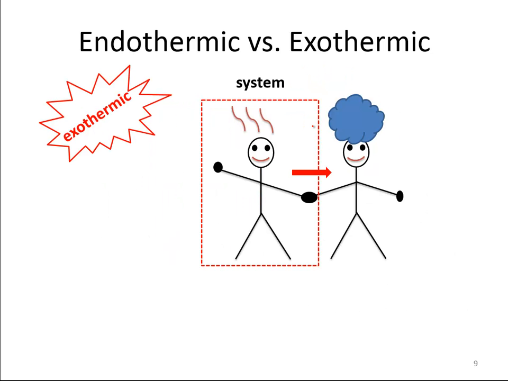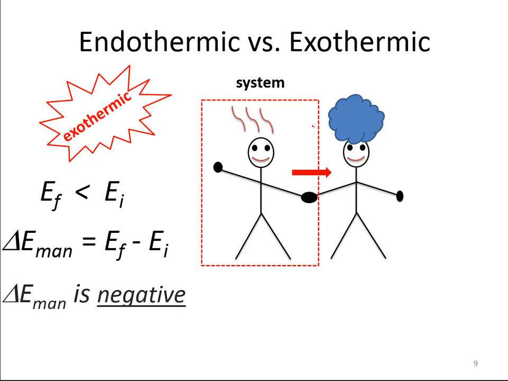Placing the system on the stickman would reverse the situation. Because heat is flowing out of his body, his internal energy is decreasing, and therefore the final energy of the stickman will be less than the initial energy, and this leads to a negative delta E.